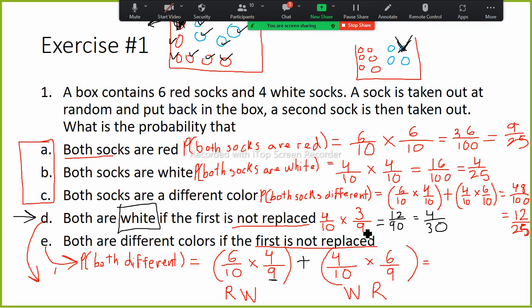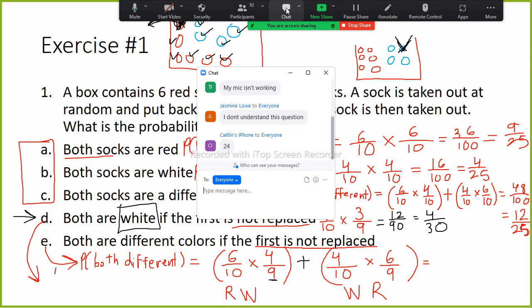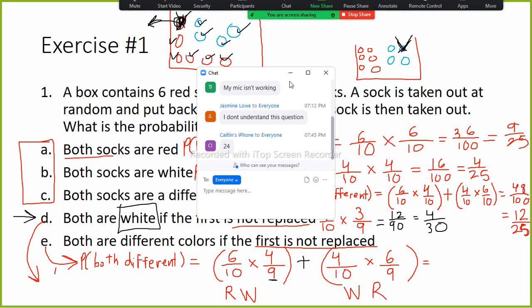No, I understood D. Okay. Now, let's go to both are different. Now, if both are different, there are 2 ways this could happen. You could have a red sock and a white sock, or you could have a white sock and a red sock. Wait, okay, no, I just realized I had the wrong thing in my book for D.